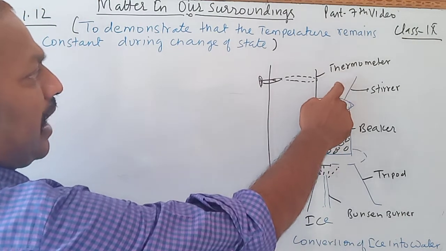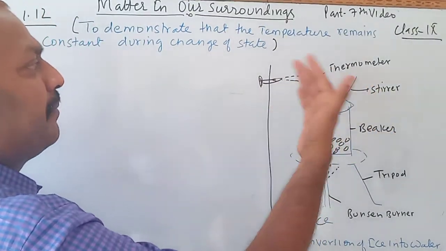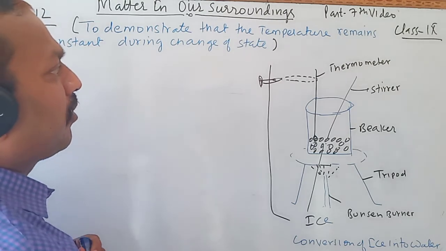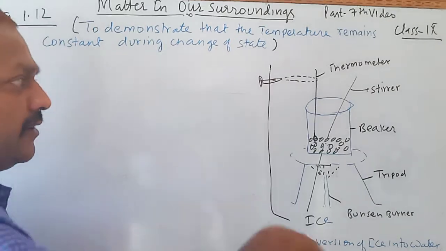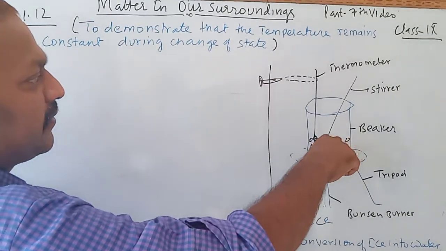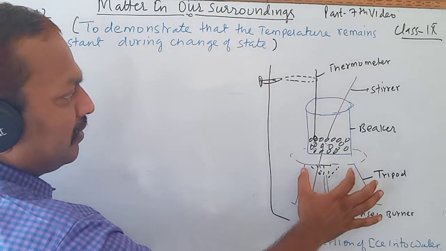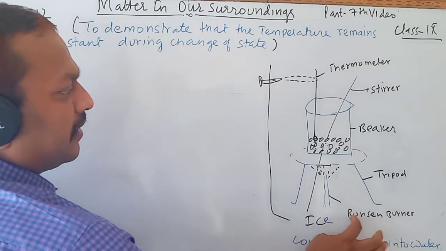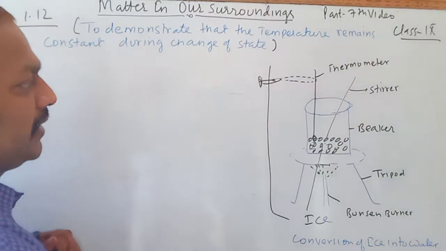This is the thermometer, and what is the role of the thermometer, children? It tells the temperature, the change in temperature. It records the temperature. What is the role of the stirrer? The role of the stirrer is to rotate and mix the solution. And this is a beaker. The beaker is kept on this tripod stand, and this is a Bunsen burner. Heat is supplied. So now we are going to start this.